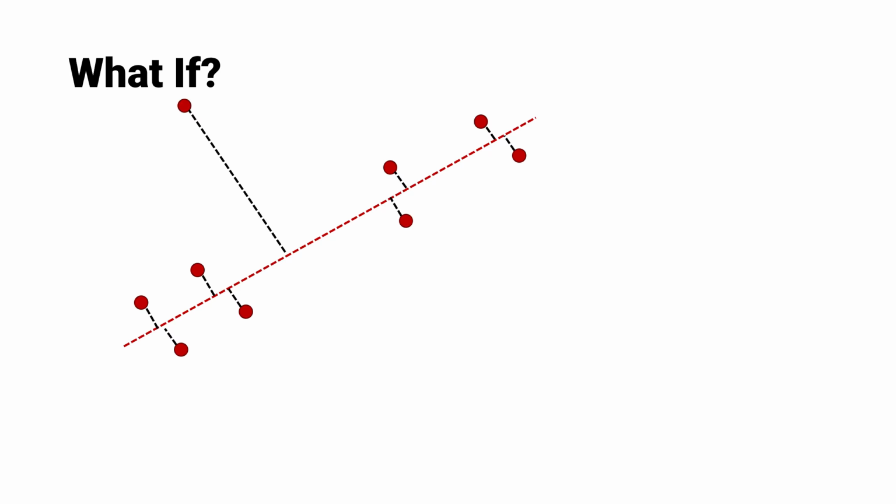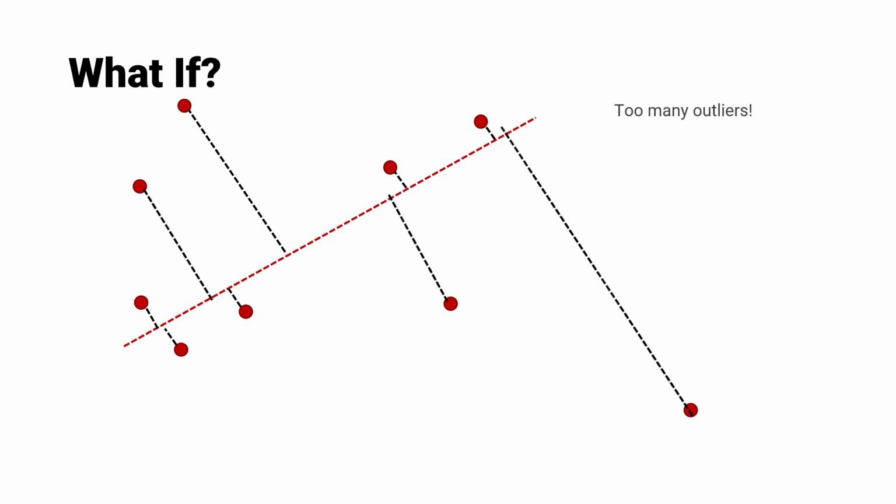Great. So what happens if there are too many outliers? Let's say we have about 30% outliers or 20% outliers. That's a lot. Even with regularization, our results are not going to be that great. So how do we deal with something like this?